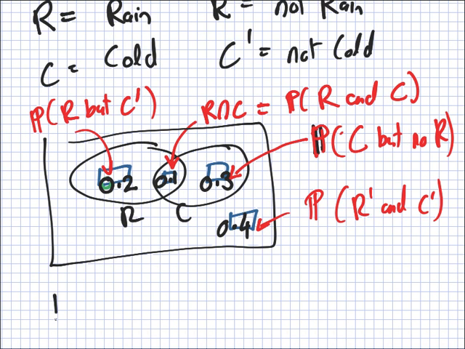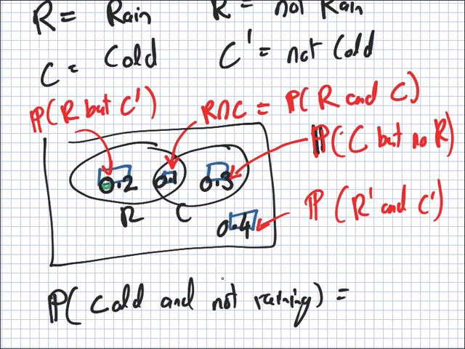So let's do a question here. Suppose I ask you, what's the probability that it's cold and not raining? What would that be on the picture? That would be cold, so that means we're here, but not raining. 0.3, yeah, because this one is not in the rain set. We'll actually do a proper example now. I just wanted to give you a bit of an idea. What I'll do as an example is number one there in the book, and then we'll have a look at a harder one.